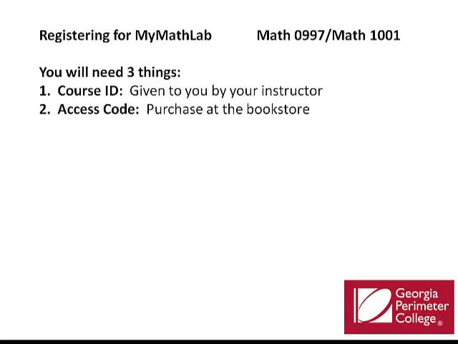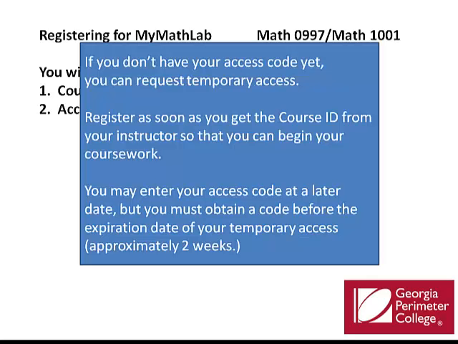Number 2, an access code. This is a MyMathLab access code that you will purchase at the bookstore. If you do not have your access code yet, you can request temporary access. You register as soon as you get the course ID from your instructor so that you can begin your coursework. You may enter your access code at a later date, but you must obtain a code before the expiration date of your temporary access, which is approximately 2 weeks.